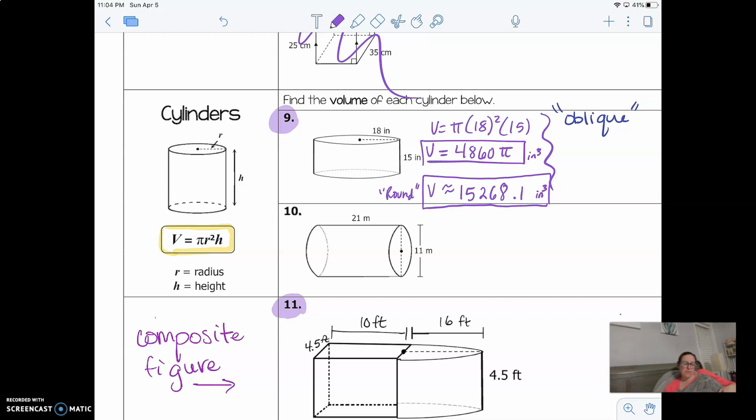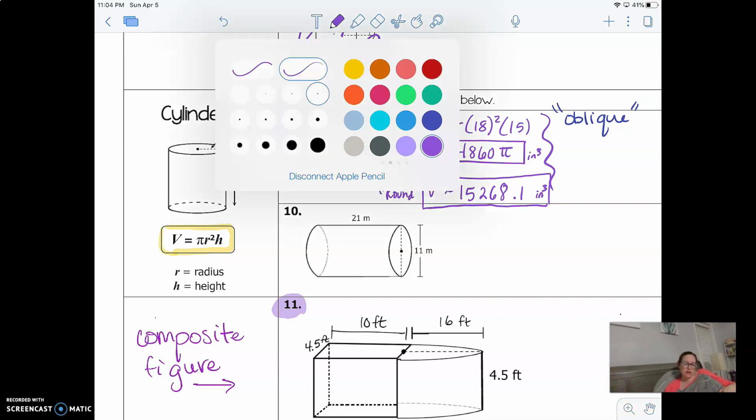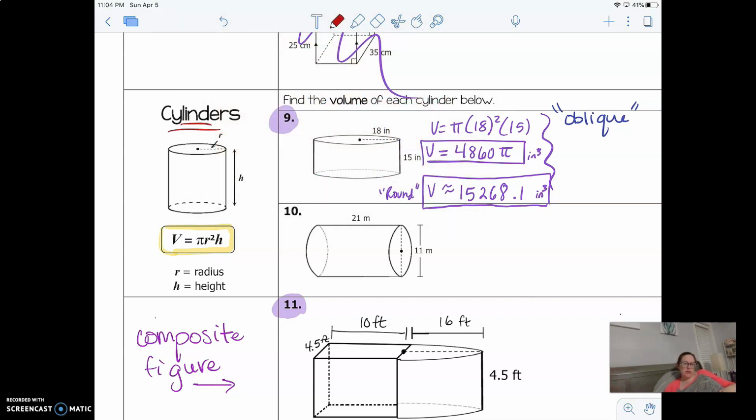Okay, this type of cylinder in general is actually called a right cylinder because the height is going to be perpendicular from base to base. From the center of one circle to the center of another circle is going to be a 90-degree angle. That's what makes it a right cylinder.